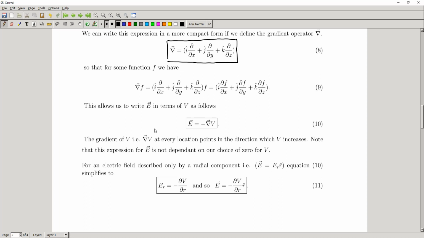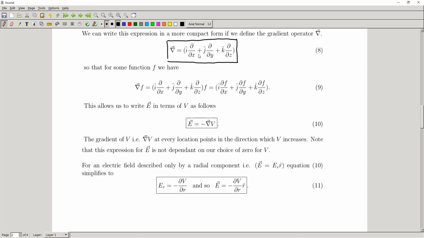And the final note I want to make about this whole gradient situation, and this relationship between E and V, at least the final new point that I want to make, is that if the electric field is described only in terms of radial components, like if our electric field is written as E_r in the r hat direction, and we're not dealing with x, y, and z coordinates, but a radial component to our coordinates, the equation simplifies to what we see here. So our E_r can be written as negative partial derivative of V with respect to r.